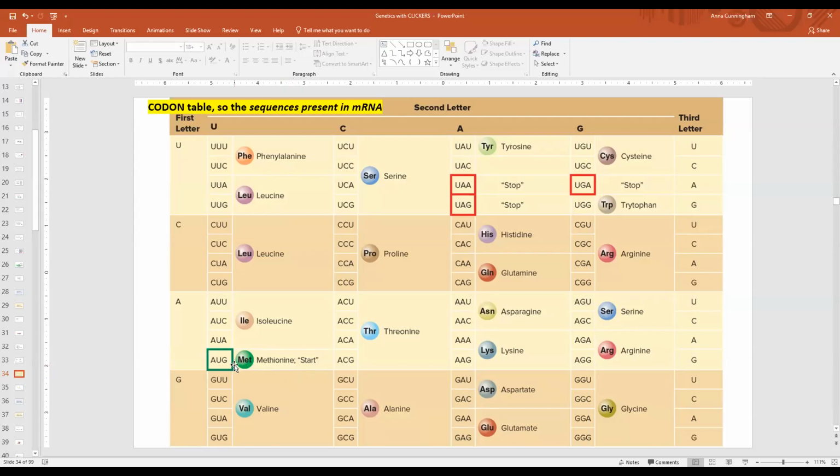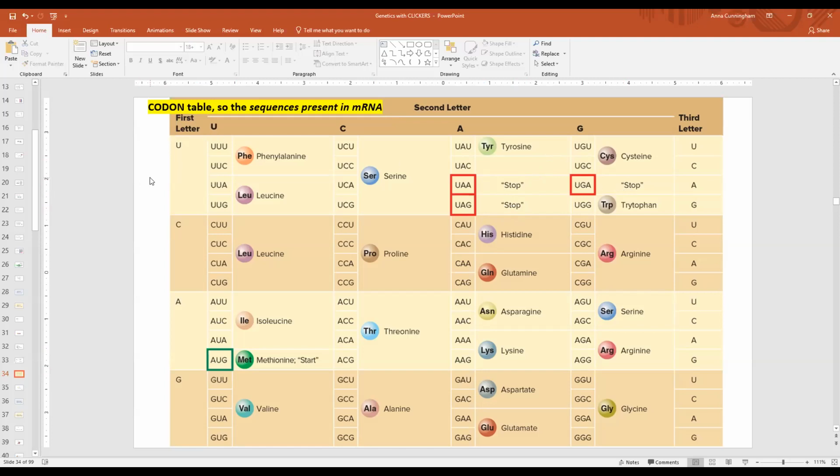And then translation will go all the way down our mRNA sequence, translating these codons into amino acids. And this will continue until we reach one of three sequences in the mRNA, UAA, UAG, or UGA, which are called stop codons. So we'll talk about what happens at each of those. But translation starts at the start codon, which is always AUG, the first AUG. And translation continues until it reaches a stop codon, of which we have three, UAA, UAG, UGA.